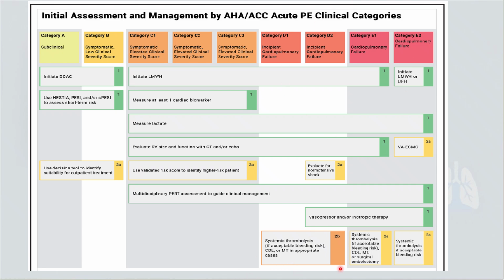Coming to the thrombolysis part, then mechanical thrombectomy part, and then catheter directed removal. All this, they are to be done in category D1, D2, even E2, but then in selected cases, if you have acceptable bleeding risk, this has to be seen.